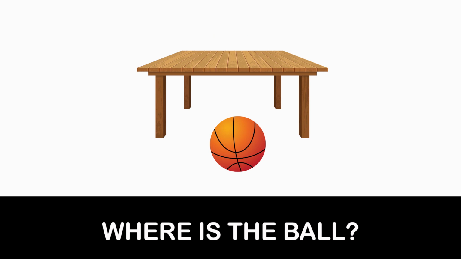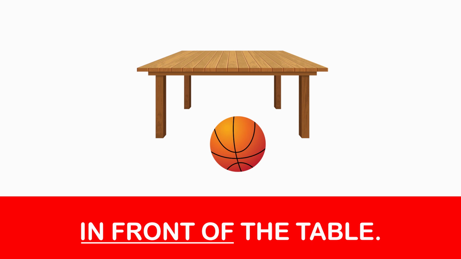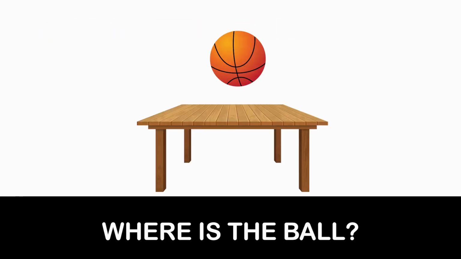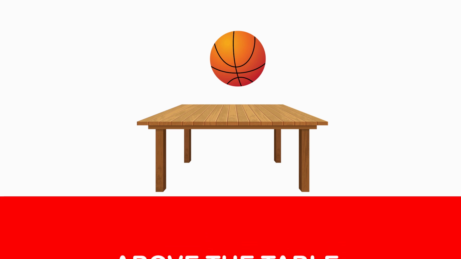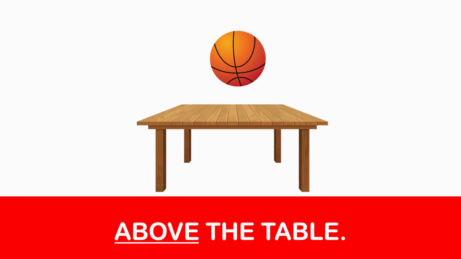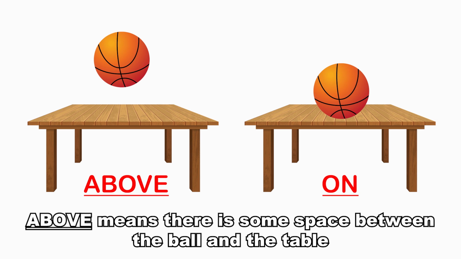Number 4, where is the ball? For this location, we say in front of the table. In front of the table. Number 5, where's the ball? For this location, we say above the table. Above the table. Now, above and on are different. Above means there's some space between the ball and the table.